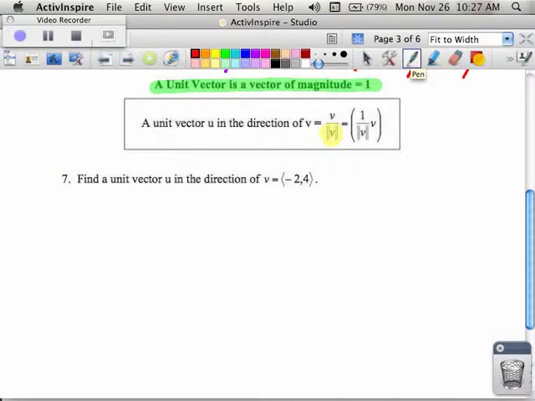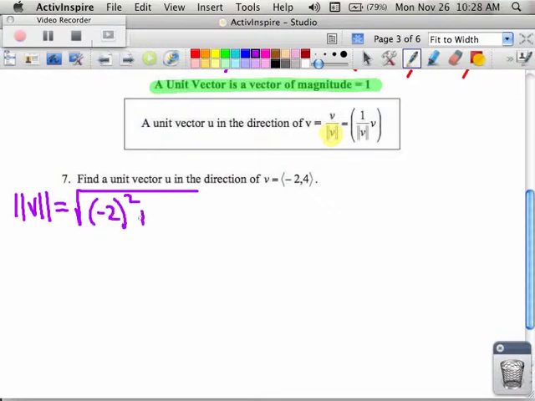Let me show you. In vector v, I see the coordinates negative 2, 4, which means I start at 0, 0, and I go to negative 2, 4. If I want to find the magnitude of v, it's going to be the square root of, because this is the distance formula, but we have a shortcut.